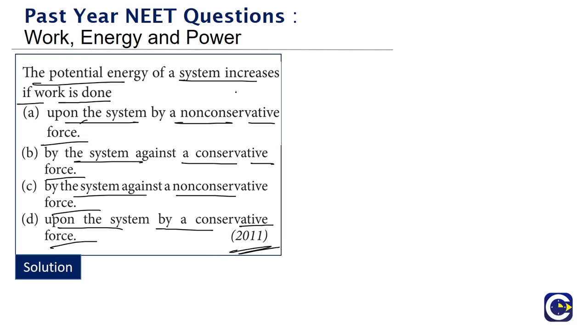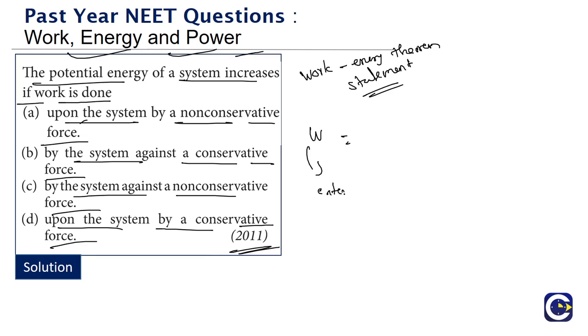Let us understand what is it that we need to achieve. The potential energy of the system should increase. That is the objective, right? Potential energy of the system should be increasing. Now, what is the work energy theorem statement? Work done by the external forces and non-conservative forces will be equal to change in kinetic energy plus change in potential energy.